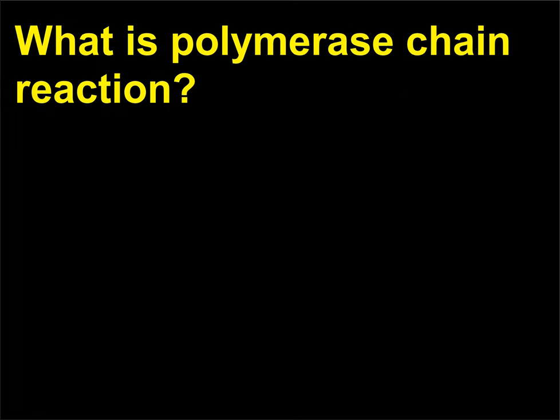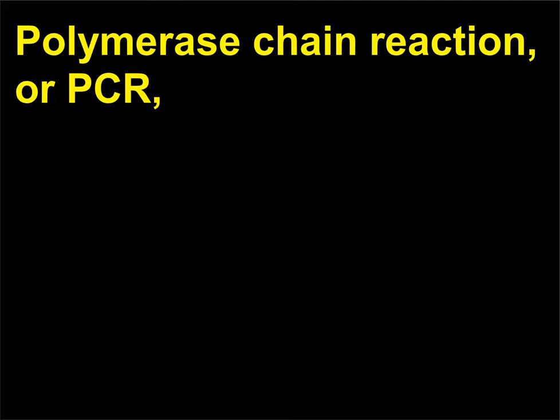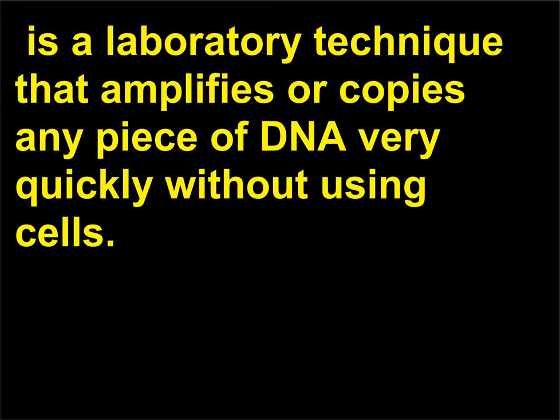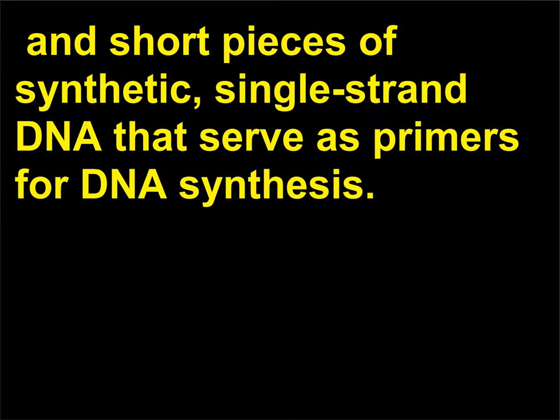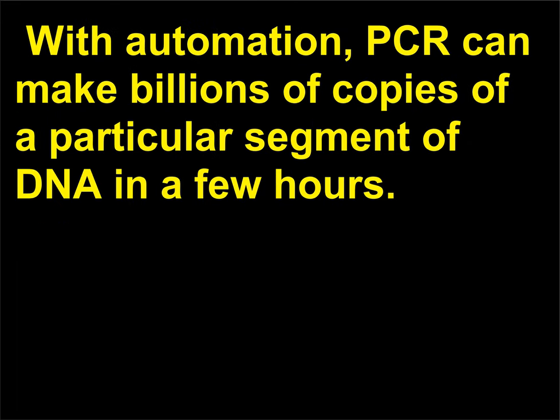What is polymerase chain reaction? Polymerase chain reaction, or PCR, is a laboratory technique that amplifies or copies any piece of DNA very quickly without using cells. The DNA is incubated in a test tube with a special kind of DNA polymerase, a supply of nucleotides, and short pieces of synthetic, single-strand DNA that serve as primers for DNA synthesis. With automation, PCR can make billions of copies of a particular segment of DNA in a few hours.